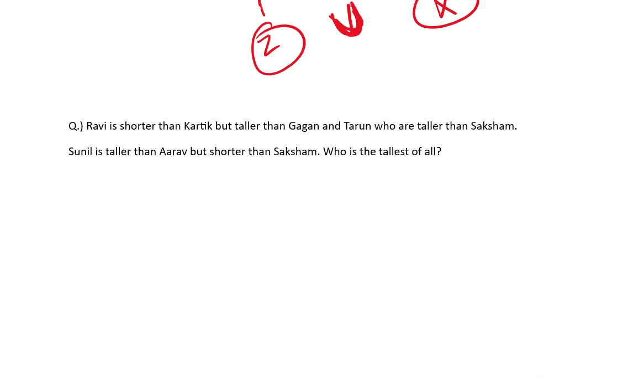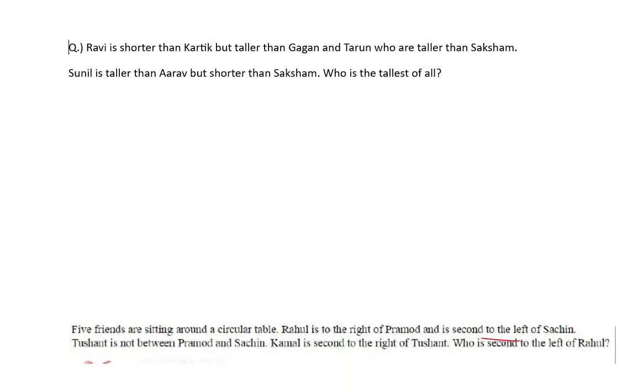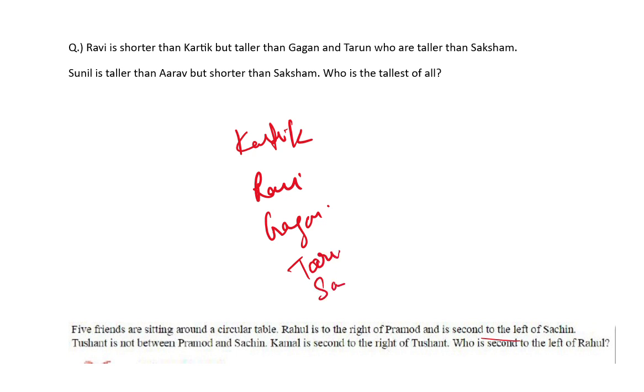Now ranking. Ravi is shorter than Karthik. Who is shorter? He'll come below. Ravi is shorter than Karthik but taller than Gagan. Gagan and Tarun, who are taller than Saksham. These both are taller than Saksham.